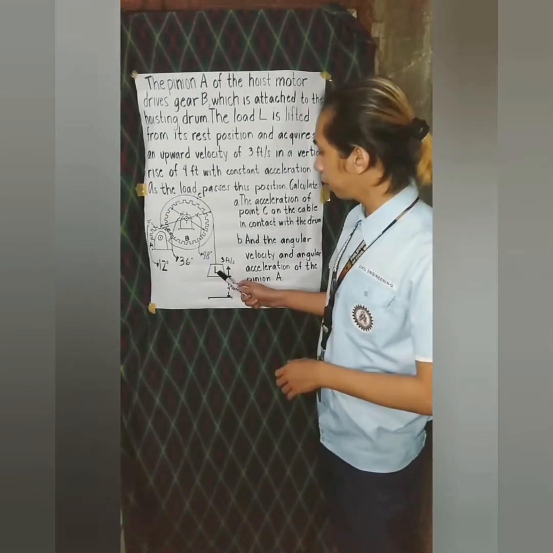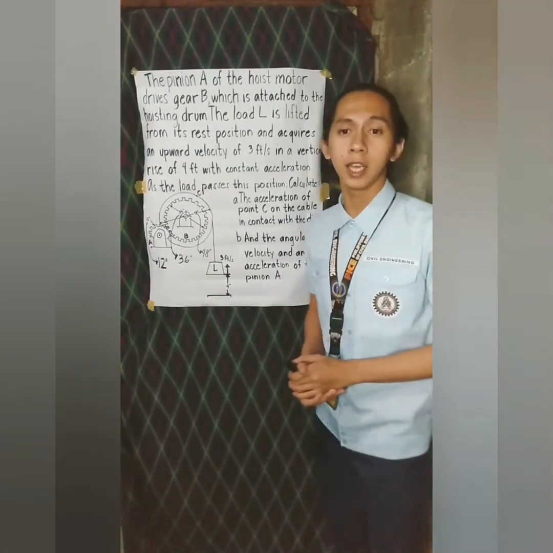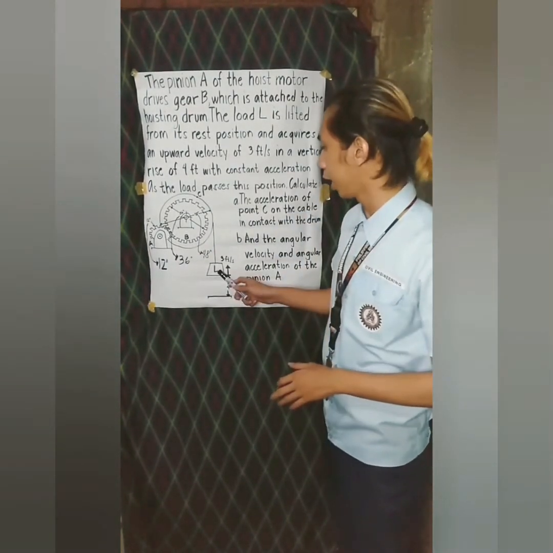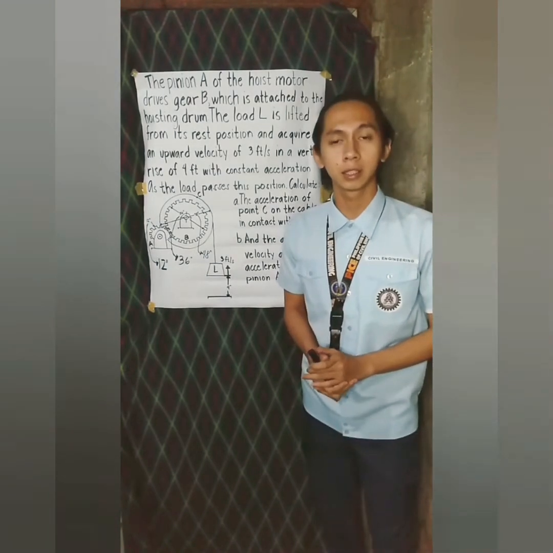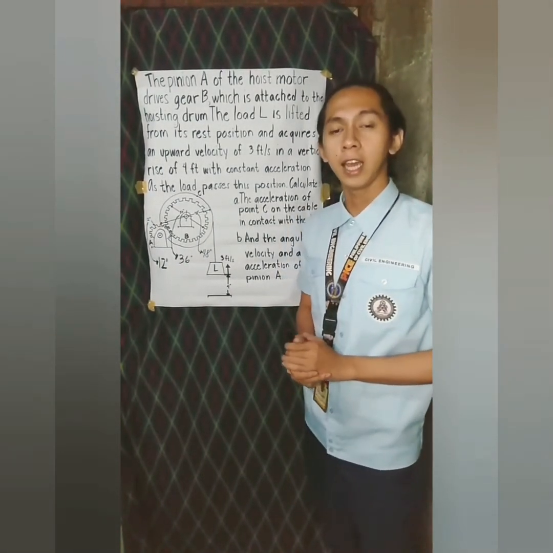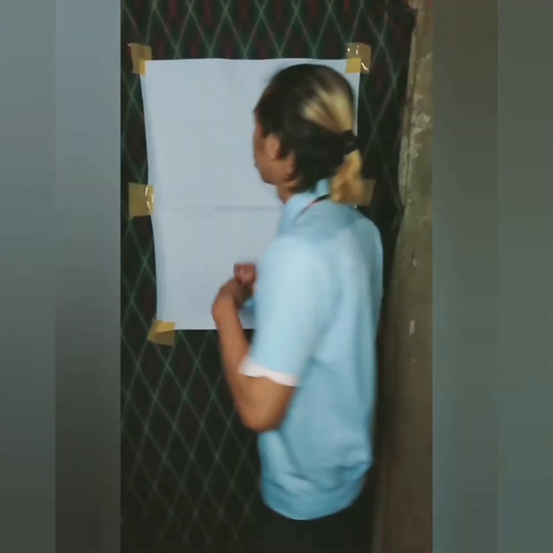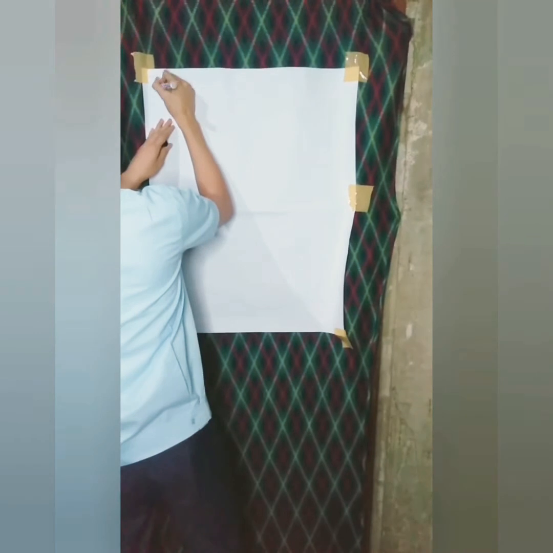If no slipping happens on the drum, the vertical velocity and the acceleration of load L are the same as the tangential velocity V and tangential acceleration AT of point C. A. The acceleration of point C on the cable in contact with the drum. So we are going to solve the normal and tangential components of acceleration of point C.